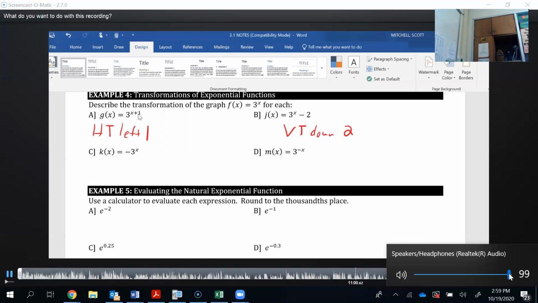Where's the negative at? It's on the outside. Something up and down is happening. What is a negative on the outside? It's a reflection of the x. And then what's a negative on the inside do? It's a reflection, y.